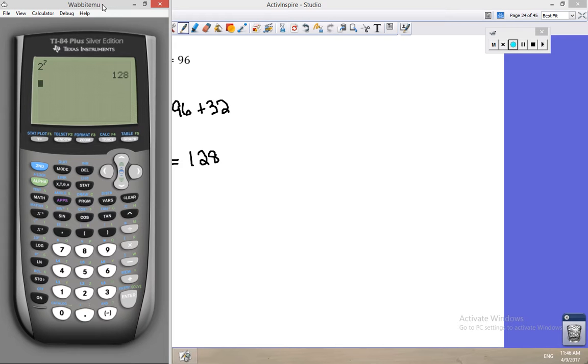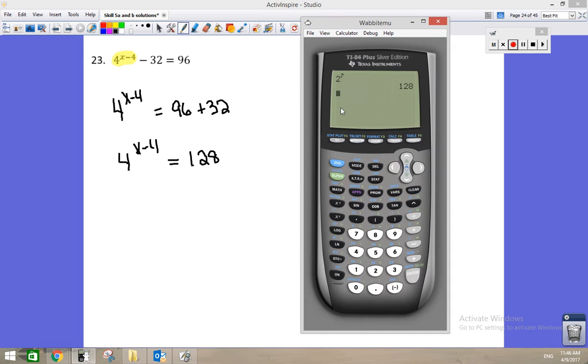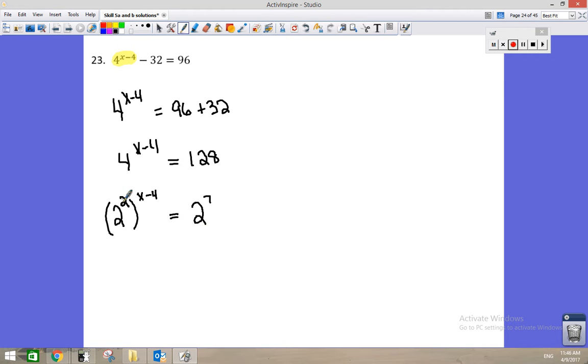Okay, so I knew that 2 to the 5th was 32, so I knew it had to be a little bit bigger than 5. Alright, so the 4, I can easily see that 2 squared is 4. And this 4 is being raised to the x minus 4 power. And this 128, I can rewrite the number 128 as 2 to the 7th power. And now, when you have a power raised to a power, you multiply these exponents together. And this 2, I have to distribute that through that binomial. So I get 2x minus 8. And that's equal to 2 to the 7th.